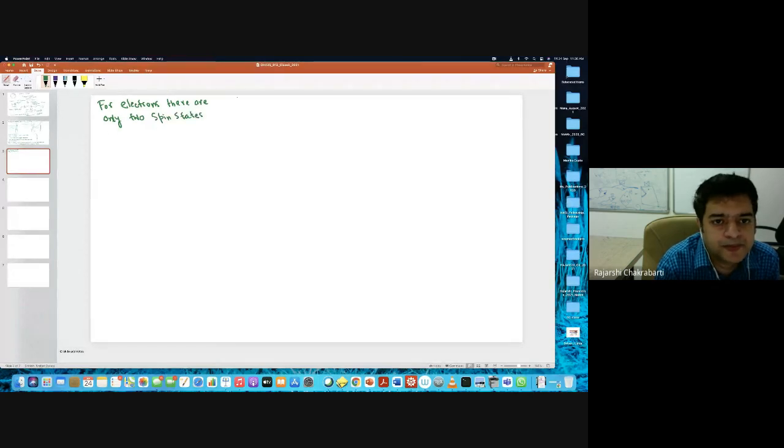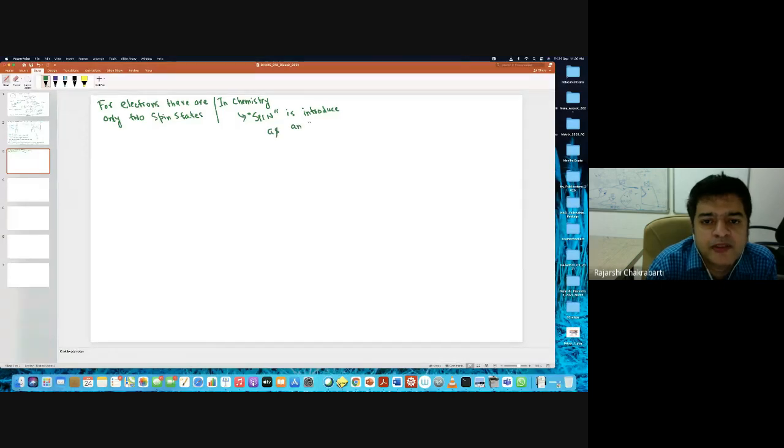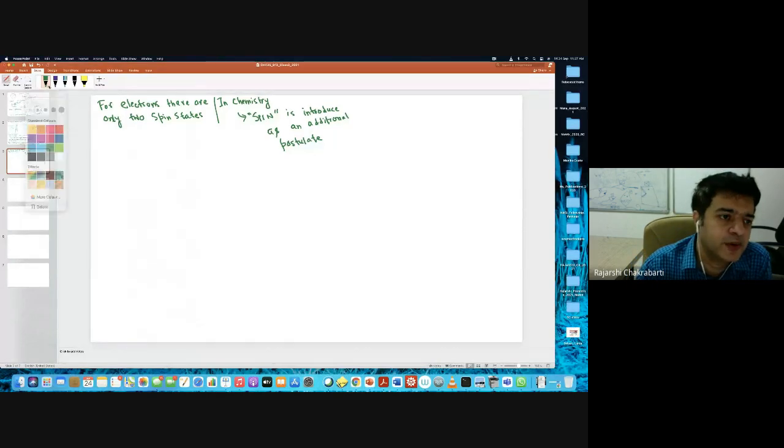And in chemistry, this is how spin is introduced in a course. The spin is introduced as an additional postulate of quantum mechanics. But this is not the correct thing to do. Can anyone tell me what could be a better way of doing this?